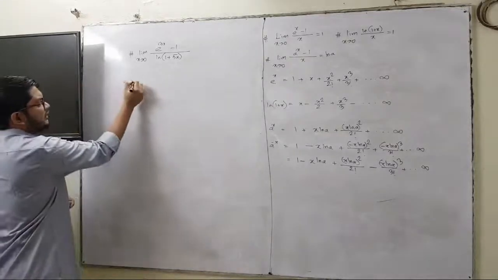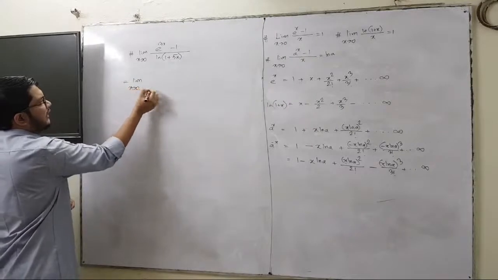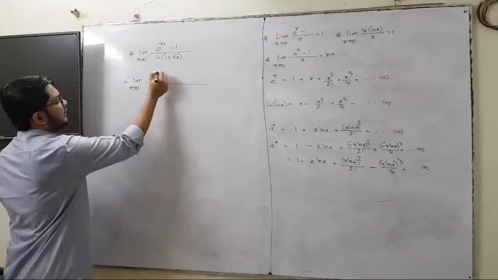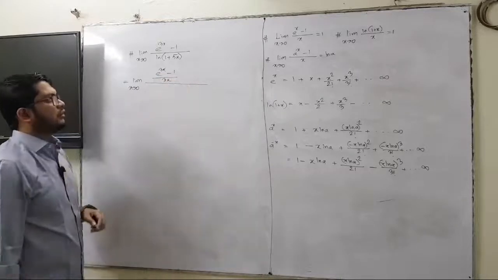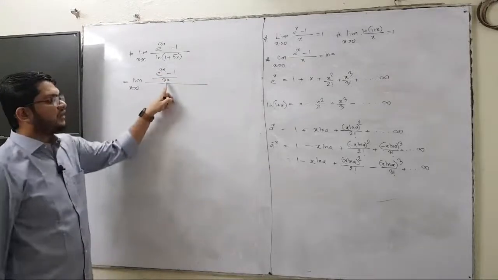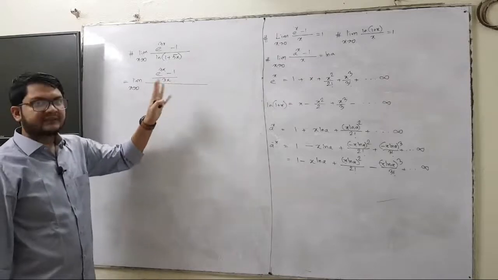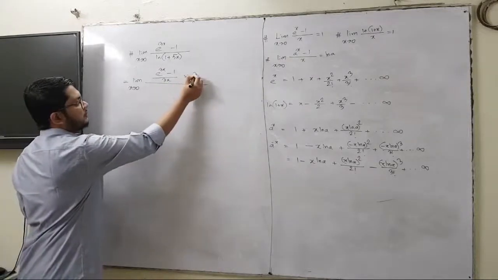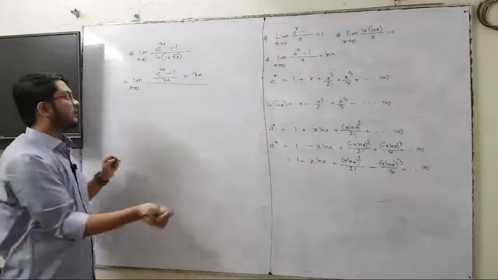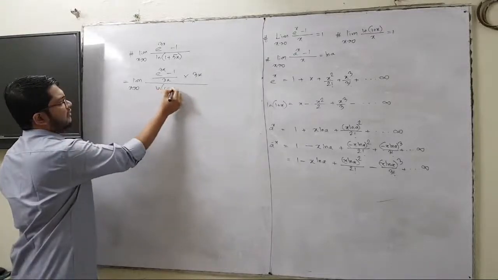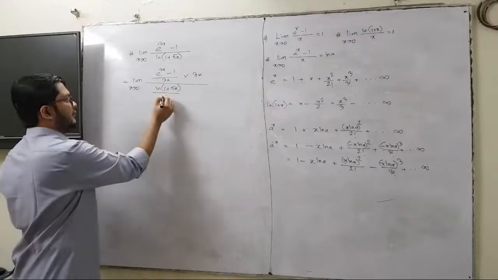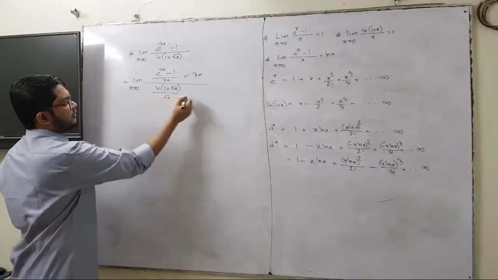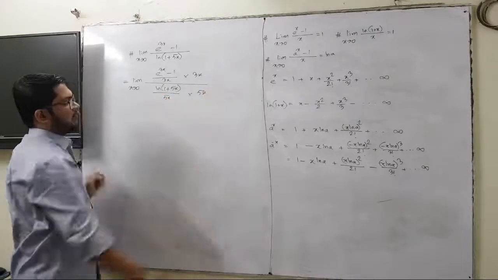So in the next line, what we will do is write e to the power 3x minus 1 divided by 3x. We are dividing by 3x to match the formula, and then you multiply with 3x to adjust it. Again, you have ln(1 plus 5x). In order to make the value 1, we need to divide it by 5x, so you multiply with 5x.